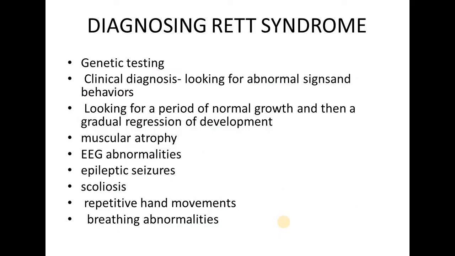So how is Rett syndrome diagnosed? It can be diagnosed by genetic testing and clinical diagnosis, looking for abnormal signs and behavior, and looking for a period of normal growth and then a gradual regression of development, muscular atrophy, EEG abnormalities, epileptic seizures, scoliosis, repetitive hand movements and breathing abnormalities. These are the diagnostic tests to detect Rett syndrome.